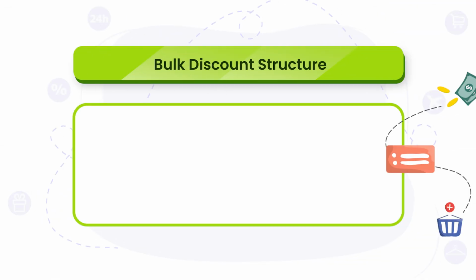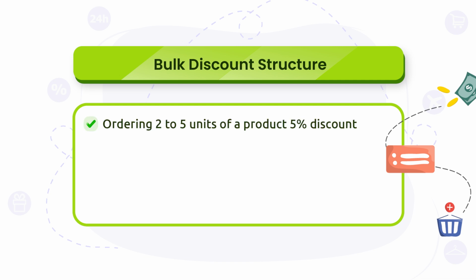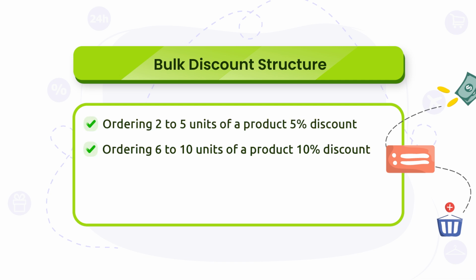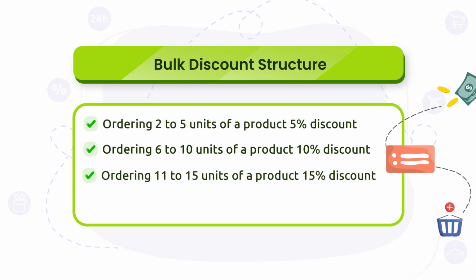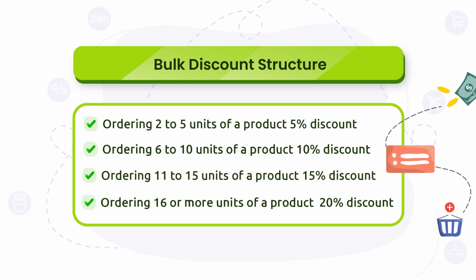For this tutorial, we'll use the following bulk discount structure. Ordering 2 to 5 units of a product, 5% discount. Ordering 6 to 10 units of a product, 10% discount. Ordering 11 to 15 units of a product, 15% discount. Ordering 16 or more units of a product, 20% discount.